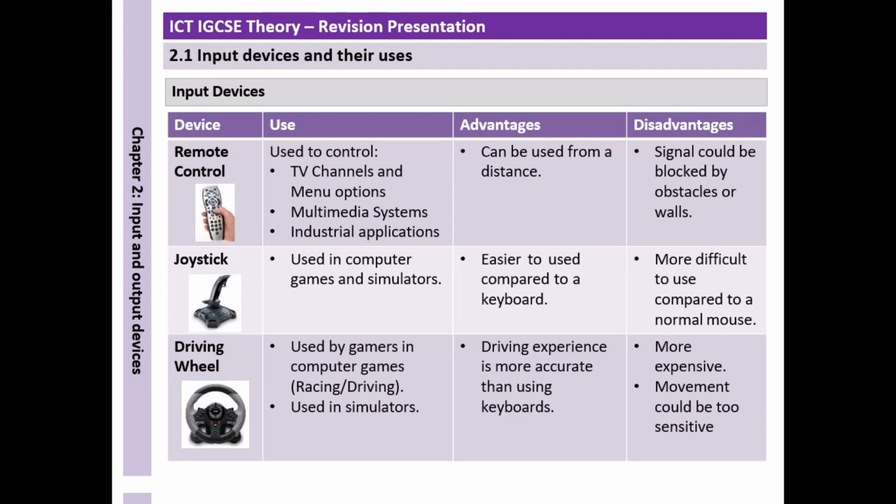They use what? They use the remote control. So it is used to control TV channels and menu options, multimedia systems and industrial applications. Advantages: it can be used from a distance. Disadvantages: the signal could be blocked by obstacles or walls. The farther you go from the source, the weaker it becomes.